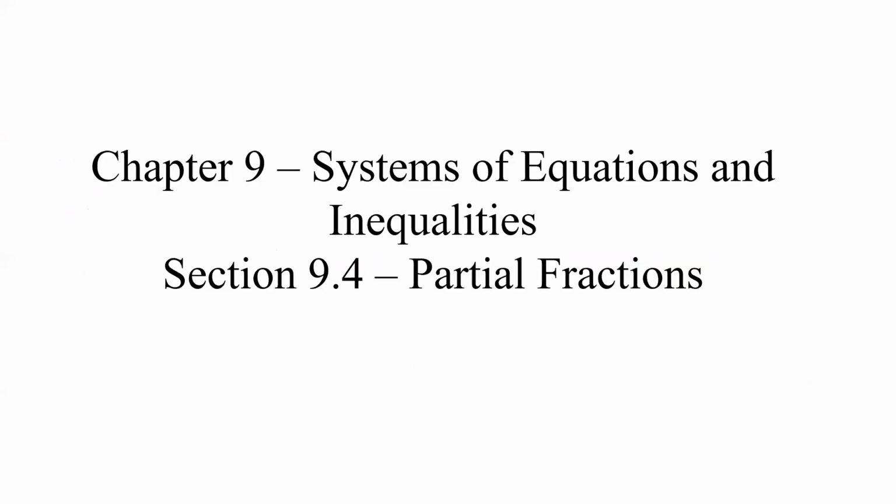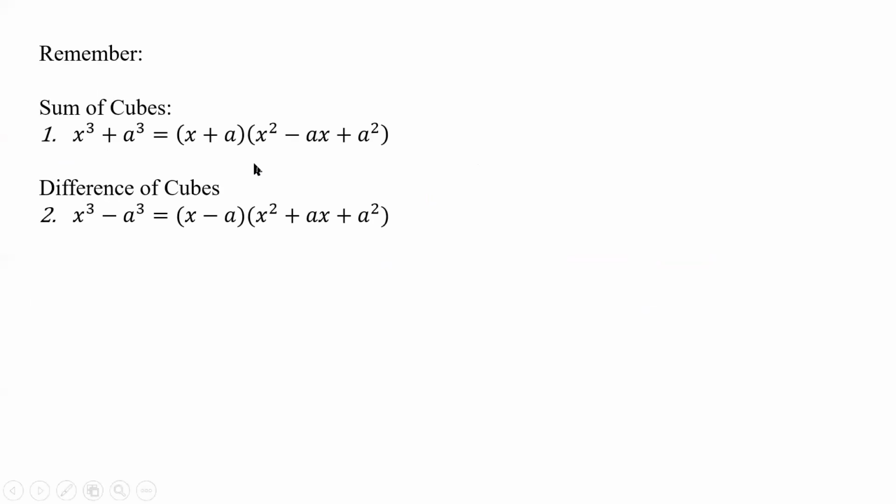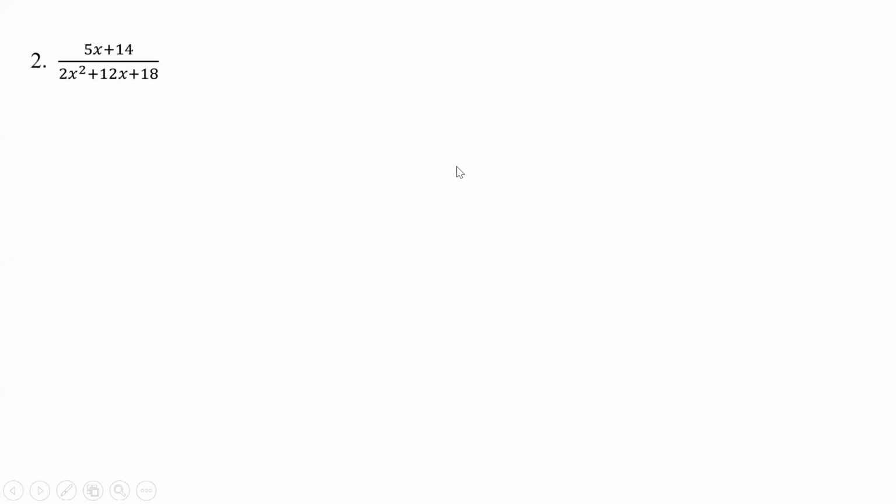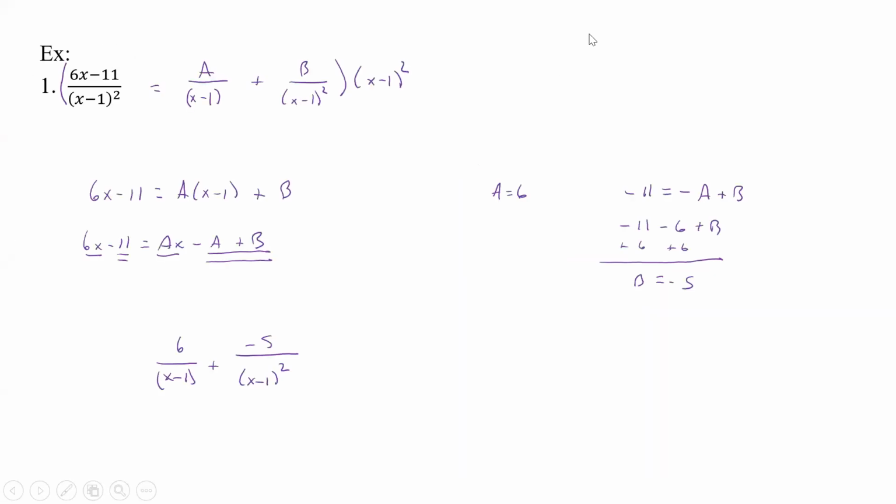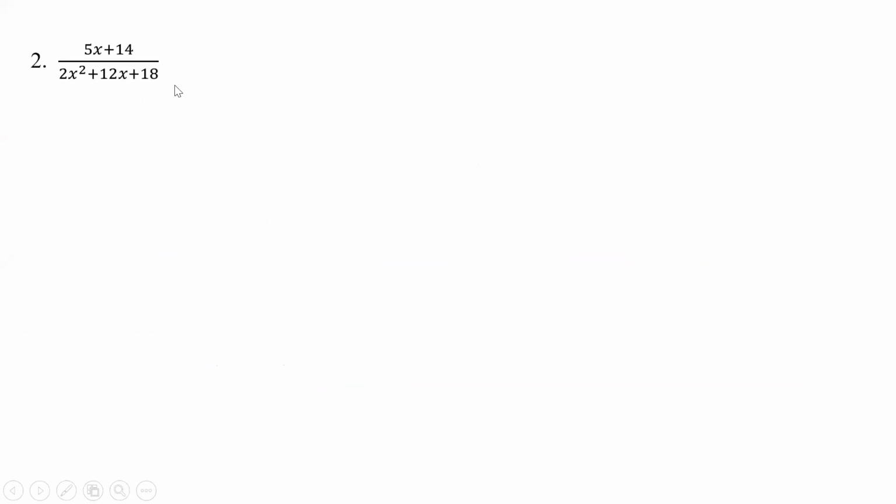All right, so let's go back to where we were, which was right here. And so we had the 6 over X minus 1 and the minus 5 over X minus 1 squared. So again, if you wanted to put a minus here and just put a positive 5 here, that would be fine. All right, so the next thing we can do is one where we actually have to factor.